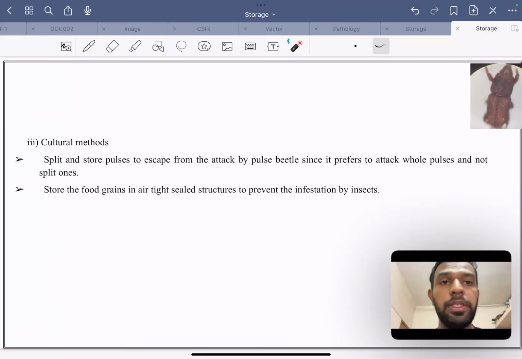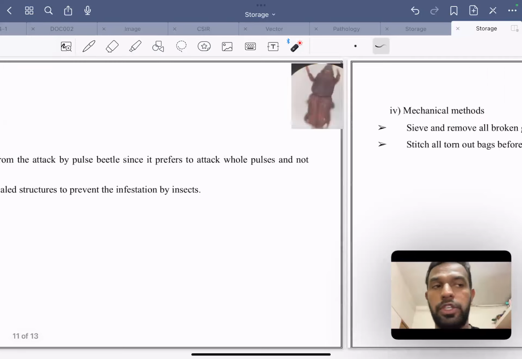The cultural methods include different techniques. One of them, in case of pulse beetle, is that you can prevent them from attacking by splitting the pulses into two halves and storing them. If it is a whole grain, they will affect them. If it is a split one, automatically the population will be checked. Then store the food grains in airtight sealed containers to prevent infestation of insects.